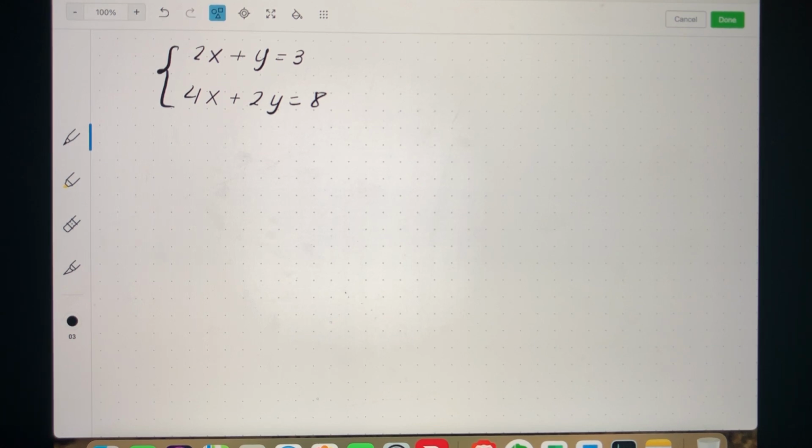The two lines look for finding out where they cross. And the two methods are substitution and elimination. Now both will give us the same result. So let us try substitution first.